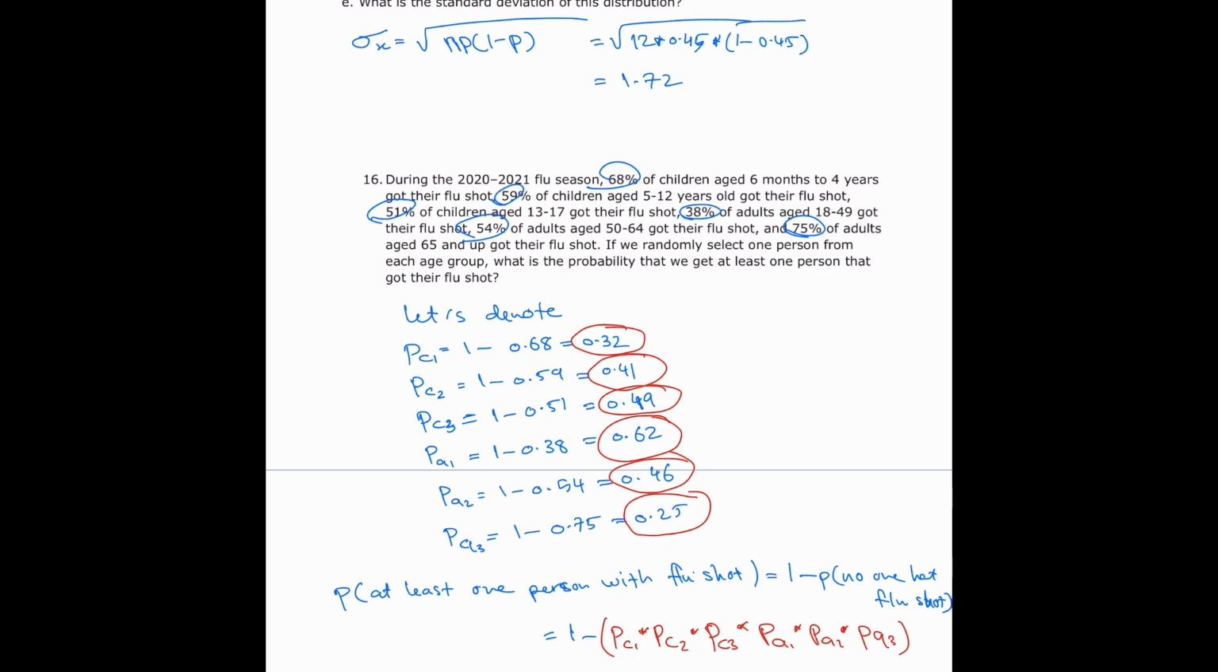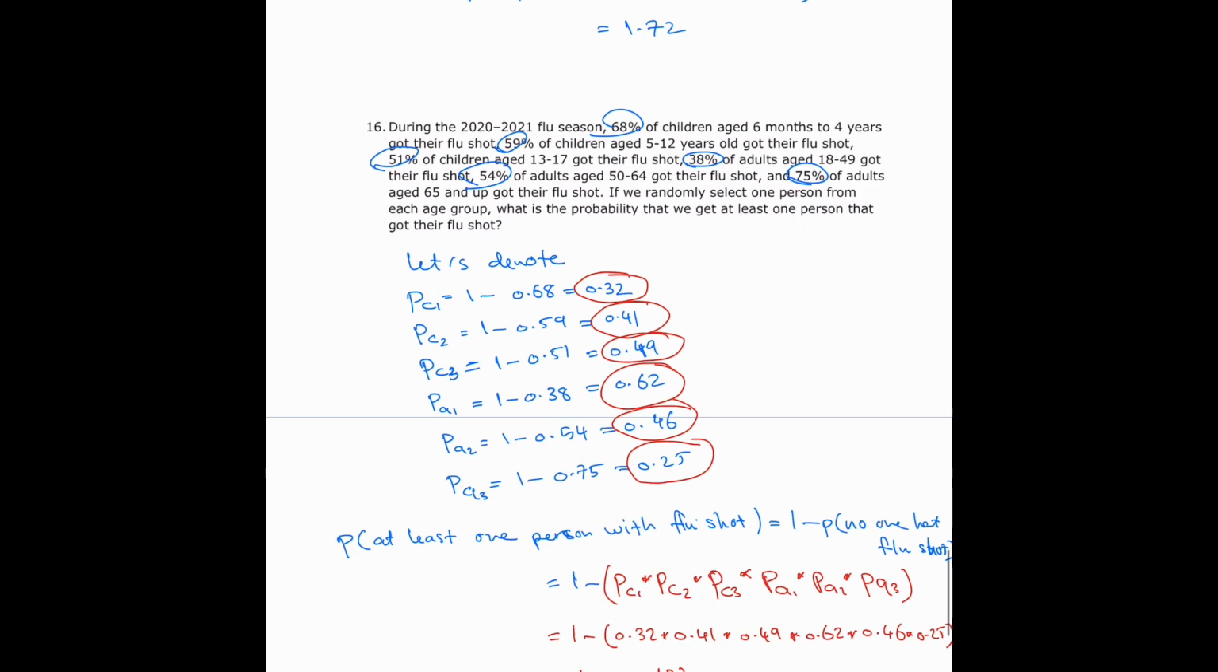which equals 1 minus 0.32 times 0.41 times 0.49 times 0.62 times 0.46 times 0.25, which will be equal to 1 minus 0.0122. If you do the subtraction, you get approximately 0.9878, or you can say 98.78%. So the probability that we get at least one person that got their flu shot is 98.78%.